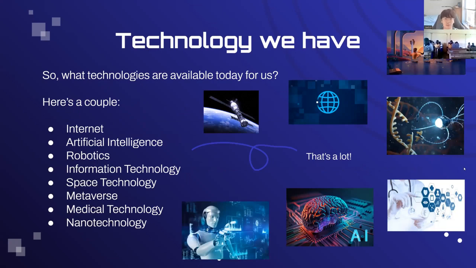So, what technologies are available today for us? Well, there are a lot, but here's just a couple. There's the internet, of course. There's artificial intelligence or AI. There's robotics, information technology, space technology, the metaverse, medical technology, and nanotechnology. So that's a lot, and there is a huge variety of technologies that are available.